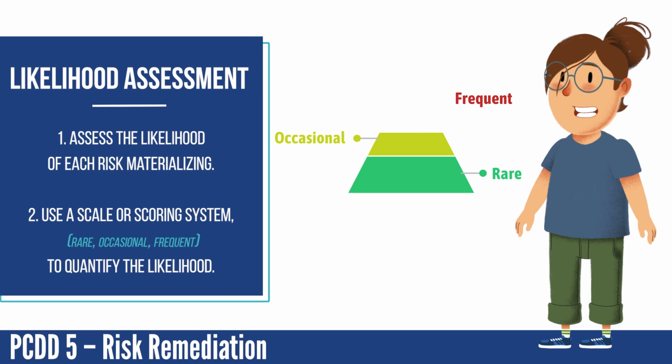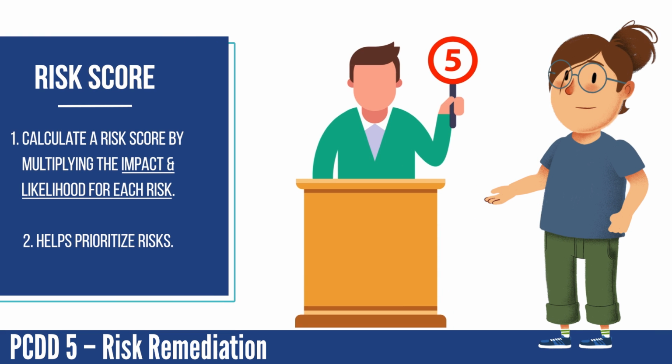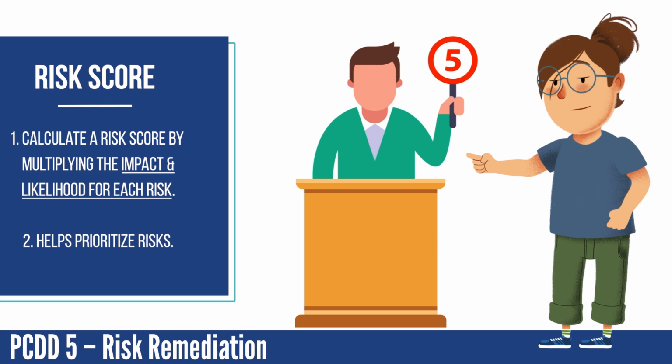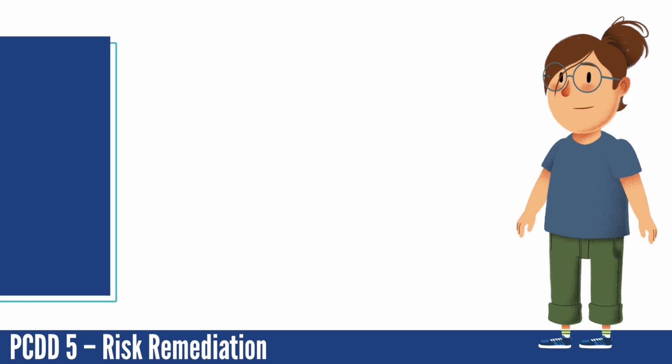Likelihood assessment. This is to assess the likelihood of each risk materializing. Again, use a scale or scoring system, such as rare, occasional, or frequent, to quantify the likelihood. And finally, risk score. Calculate a risk score by multiplying the impact and likelihood assessments. This score helps prioritize risks.